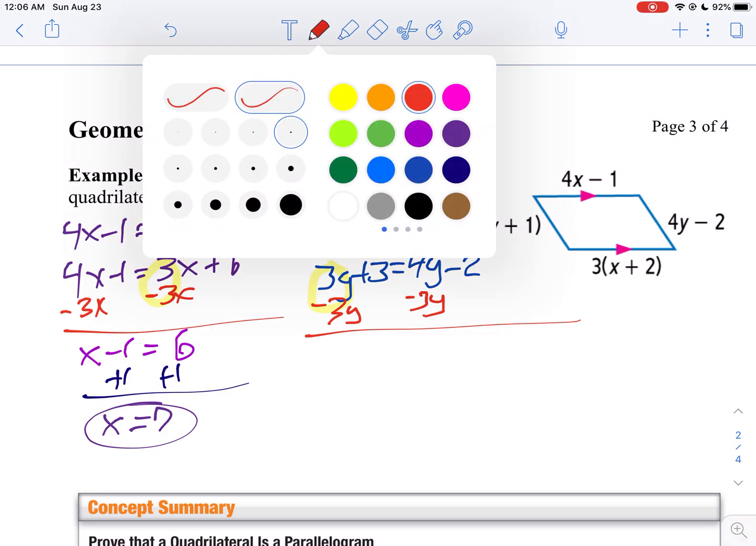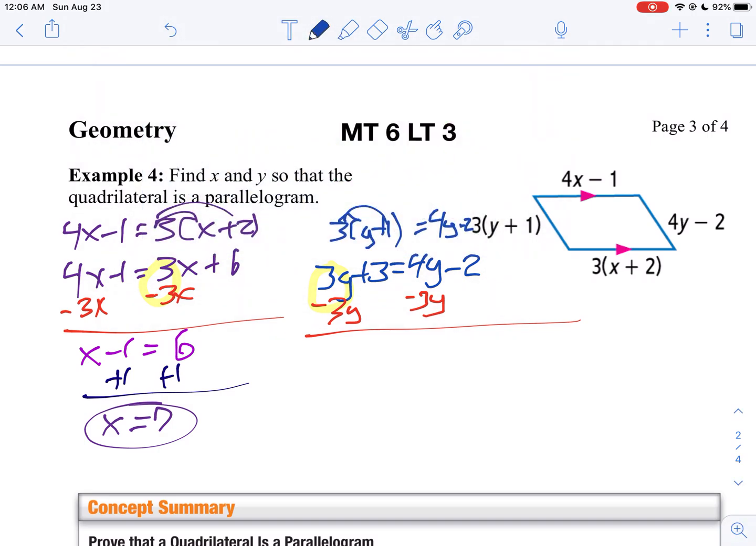Bring down the 3 equals y minus 2. Finally, let's add 2 to both sides. 5 equals y. So to answer this question, x would have to be 7 and y would have to be 5 to make it a parallelogram.